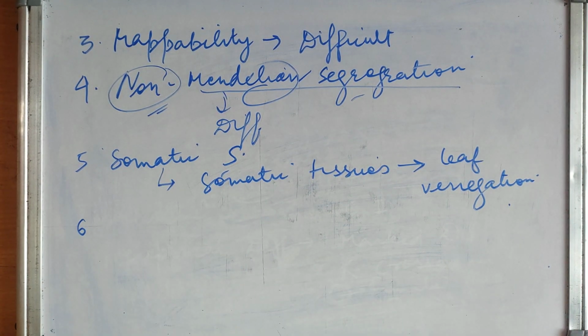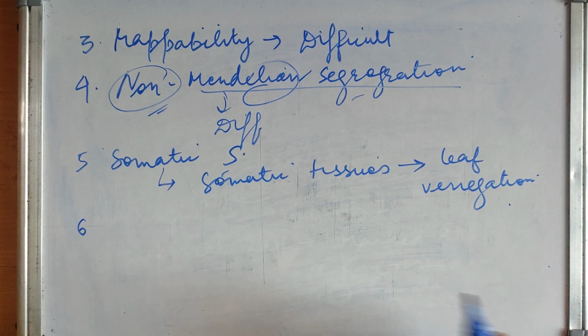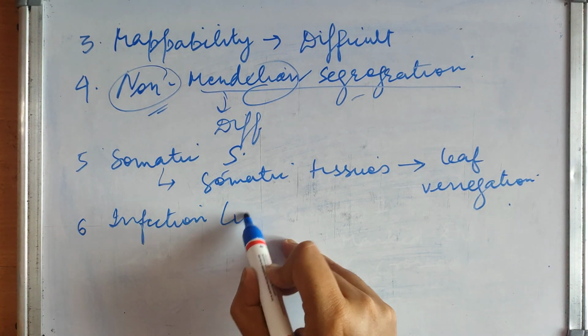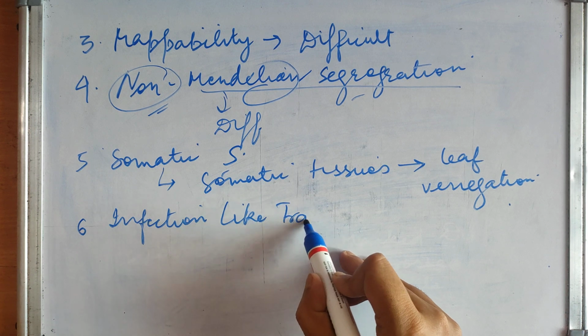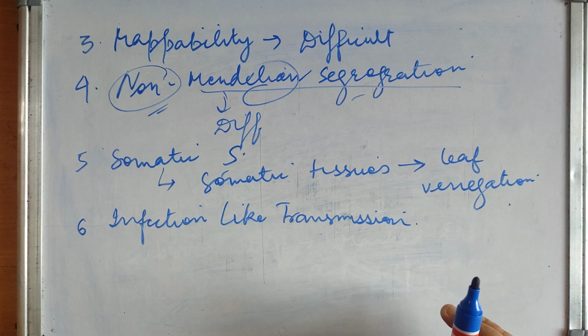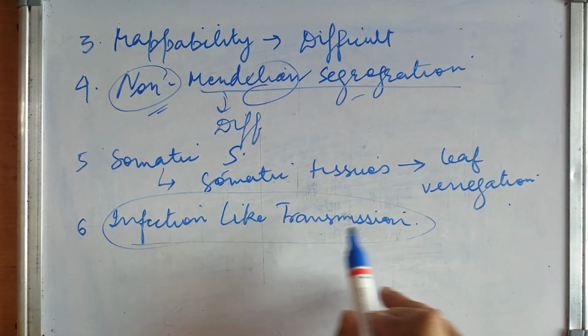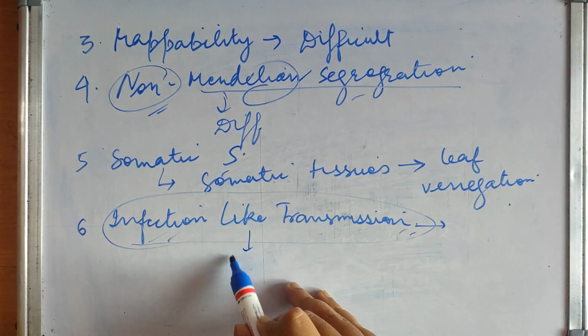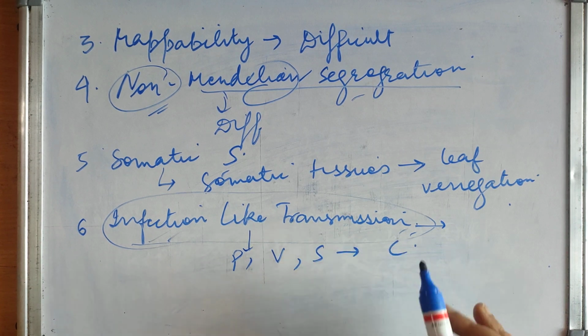Moving on. Here we can also see infection-like transmission. Cytoplasmic traits in some organisms exhibit infection-like transmission. They are associated with parasites, symbionts, viruses present in cytoplasm.